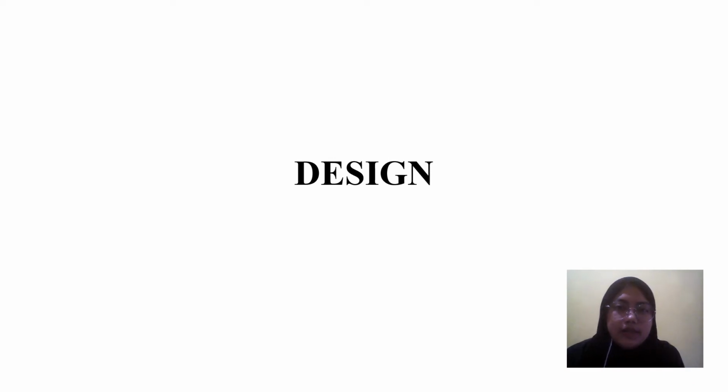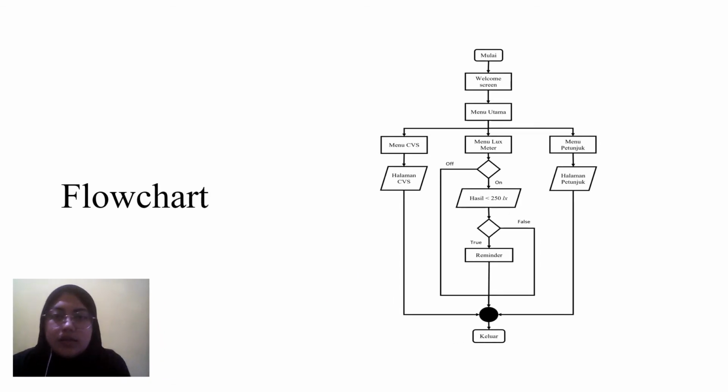The second is design. What is done at this stage is to design the software, to create an estimate or overview of the software before proceeding to the coding stage. The results of this stage are the application flowchart and the use case diagram of the application. This flowchart describes how the application runs from the start of the application to the end of the app.